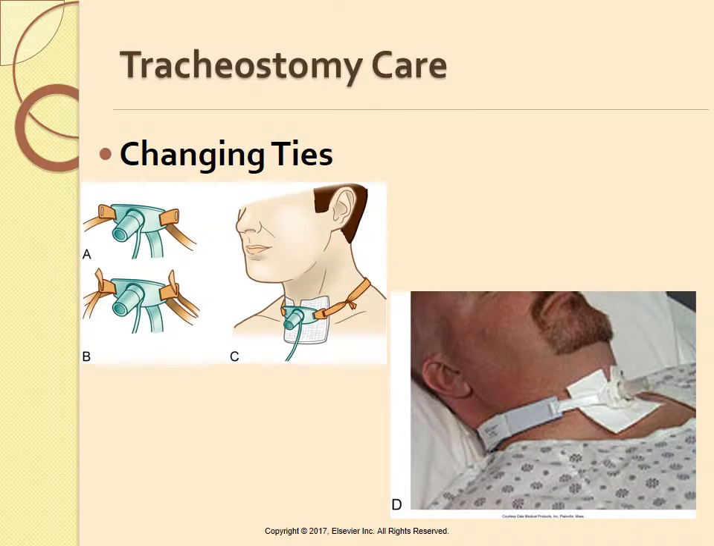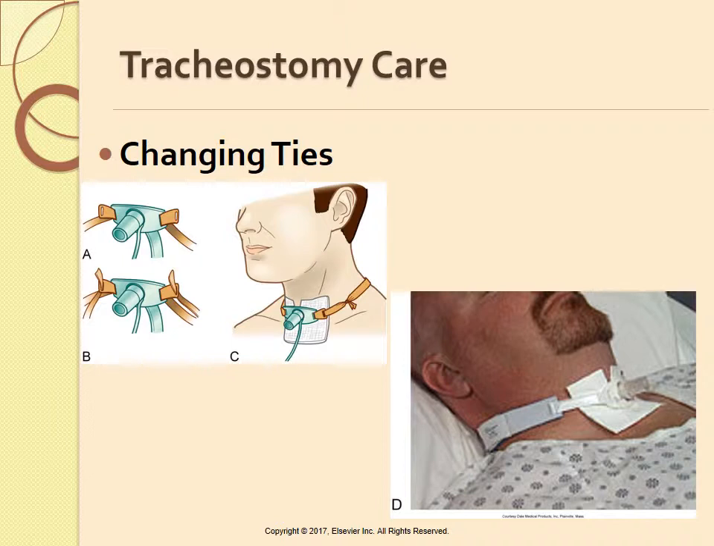So, changing the ties. Change the tracheostomy tapes after the first 24 hours and then as required. In figure number 1, a slit is cut about 1 inch from the end. The slit end is put into the opening of the cannula. Then B, a loop is made with the other end of the tape. Then C, the tapes are tied together with a double knot on the side of the neck.